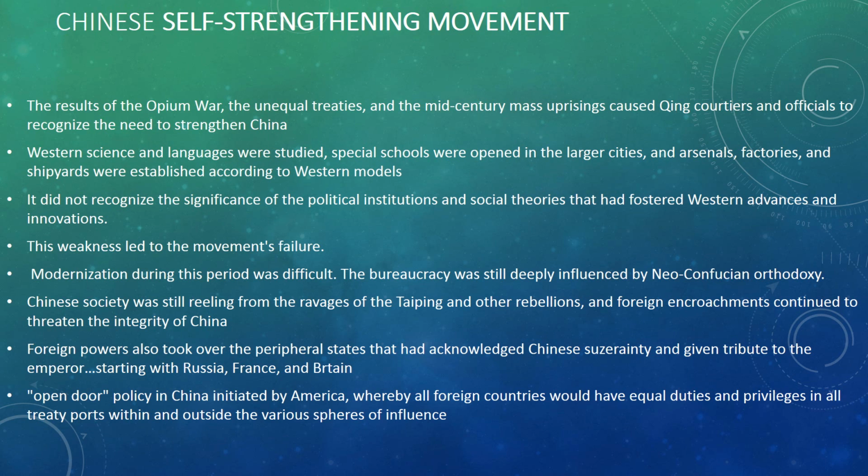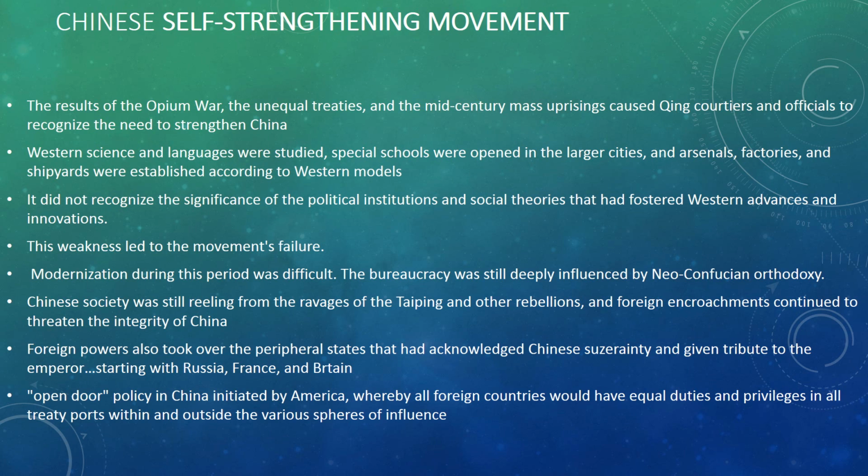And they turn to Western science, Western language, schools, Western technology like military technology and factory technology, shipyard technology. All those are taken after Western models. However, it does not recognize other political theories or social theories in the West. And so that's the weakness there, is that they don't take all of it. They just take what they think is going to be helpful for China. So the weakness of all of that political institution reorganization is what's going to lead to this movement's failure.